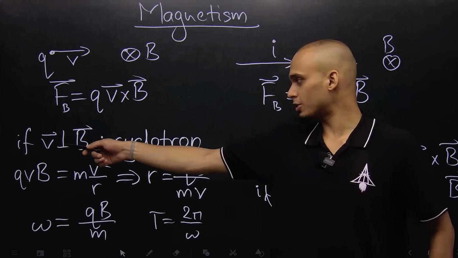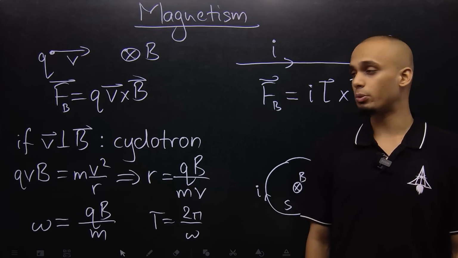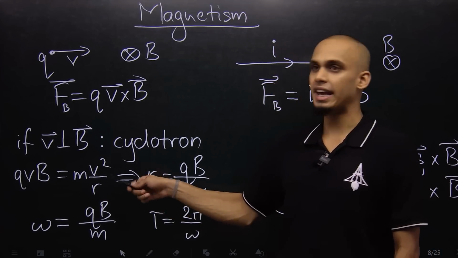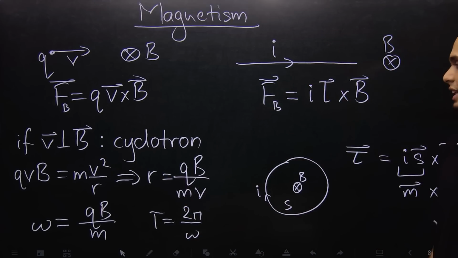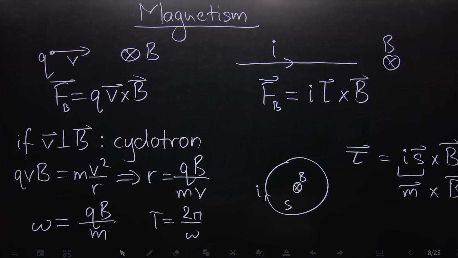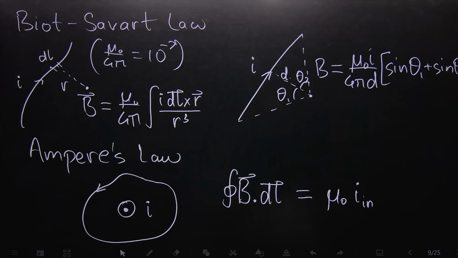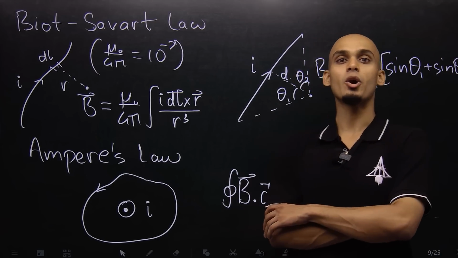If the velocity is perpendicular to the magnetic field, the force will simply be qvB. We can equate this to the required centripetal force mv squared by r and easily get the value of the cyclotron radius. Similarly, we can derive cyclotron frequency also, and the time period of oscillation of a cyclotron can also be derived in a similar way. In magnetism, we also need to calculate the magnetic fields due to different current carrying wires.